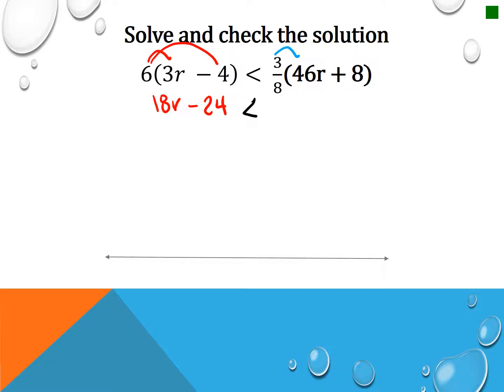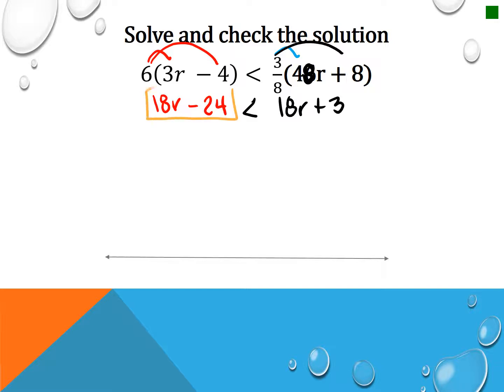All right, I'm going to be honest. We're just going to change this problem. We're going to change that to 48. Remember, I didn't make this up. So if I take 3/8 times 48, I get 18R, and then 3/8 times 8 is plus 3.